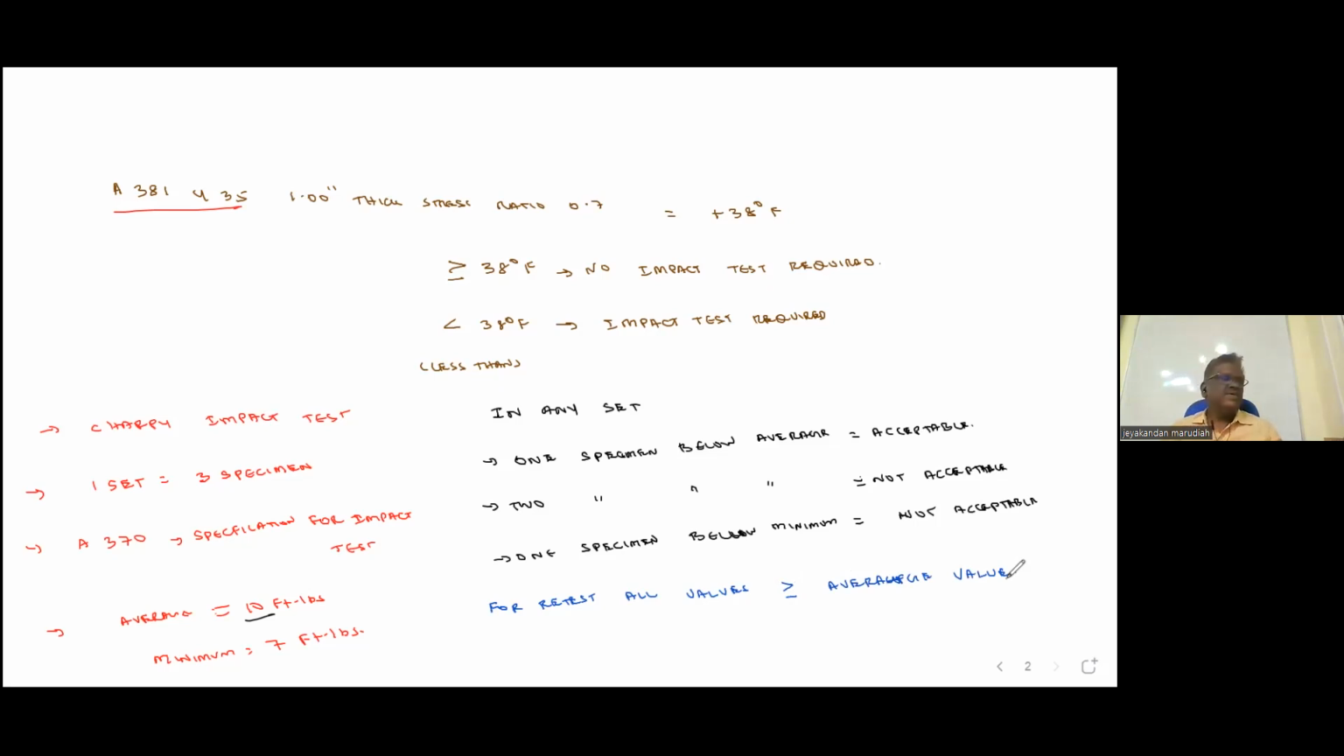Does this belong to MDMT? MDMT is already completed. This is the impact structure. If you want to use below the temperature, then you have to do an impact test. This is how to do the impact test and what is accepted.